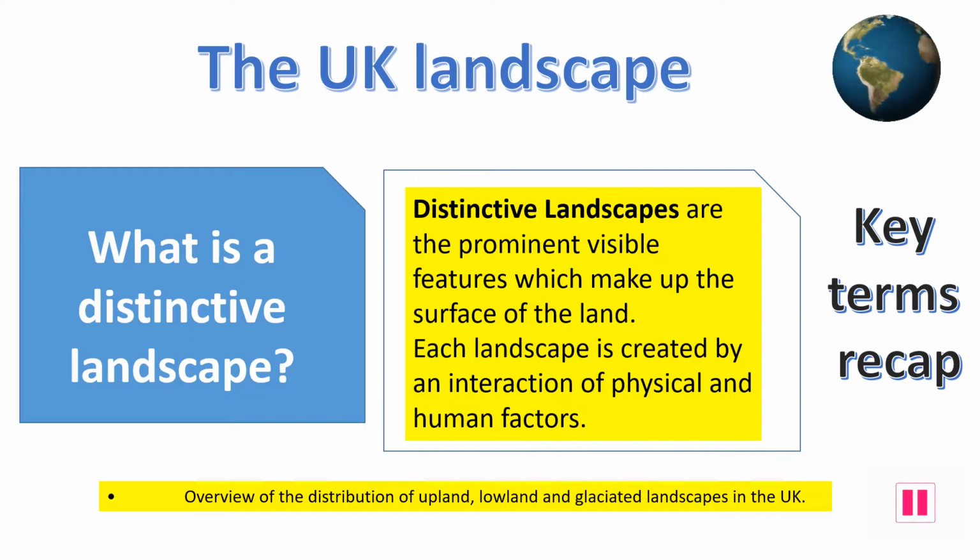Landscapes are made up of visible features of an area of land that stand out. Its geology, climate and land uses give them distinctive characteristics that make them unique. Each landscape is created by an interaction of physical and human factors. The landscape is generally split into upland, lowland and glaciated landscapes. Pause the show and make sure you know this definition before moving on.